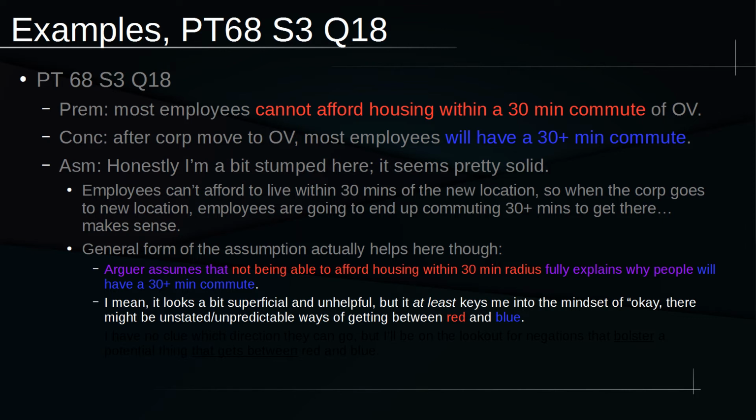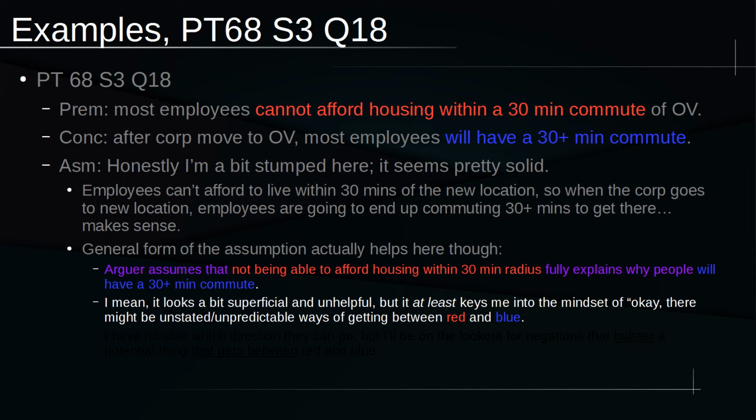between red and blue, because on its face, when I just look at the red idea, can't afford housing within a 30-minute commute, and as a result, the blue idea, you'll have more than a 30-minute commute, that makes sense to me just intuitively, and I'm having a hard time just looking at those two things on their face and driving any kind of wedge between them.